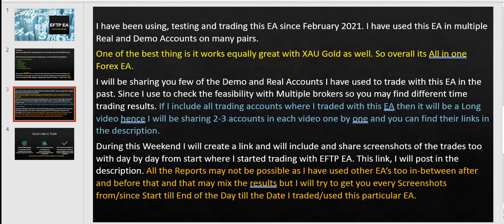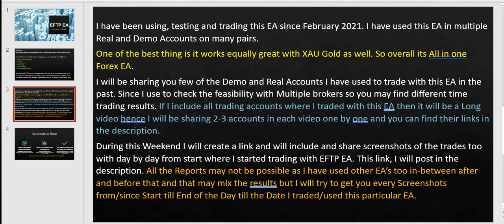Okay, and I used to replace one EA with the other. Even on my real account, I used to trade with different EAs. Maybe 1 month this EA, 1 month that EA, 15 days something or like that. And in the demo account also, I have not created any specific demo account for this purpose. Maybe after a specific time, maybe after 2 months, 3 months, or 4 months, I used to change the EA, and I used to test other different EAs.